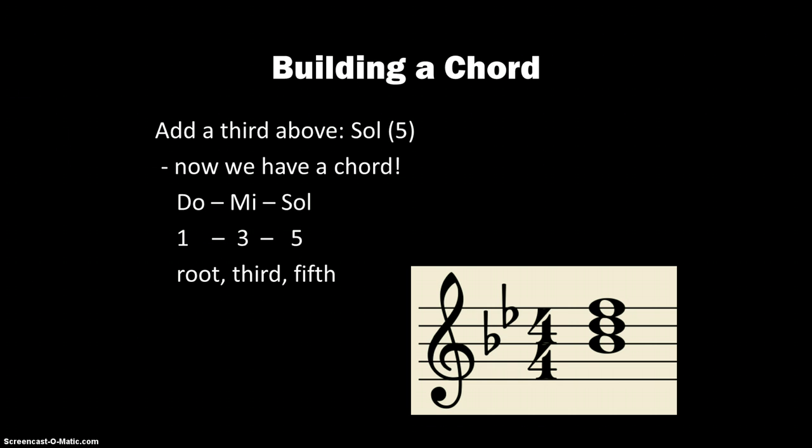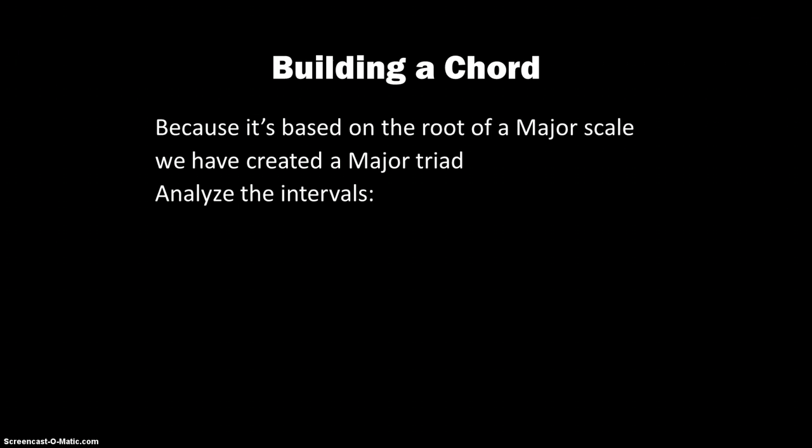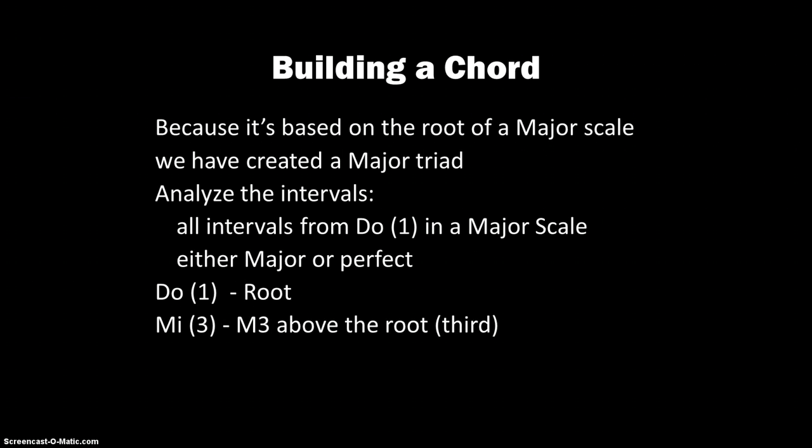Notice how important it is that we have those note numbers used in our scale, because we have root, third, and fifth, and when we go on to seventh chords, we're going to have the root, third, fifth, and the seventh. Okay? Because it's based on the root of a major scale, we've created a major triad. And if we analyze the intervals, we've got do up to a mi, which is a major third, and then do up to sol, which is a perfect fifth.